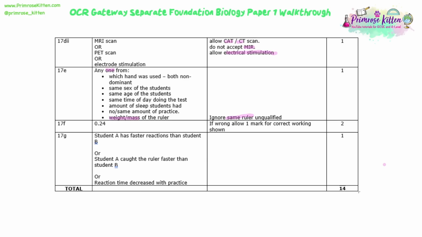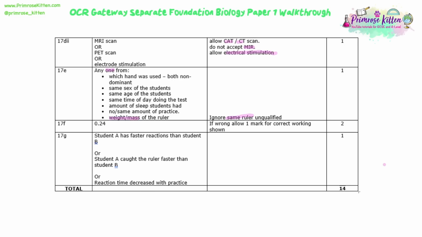The calculation is 0.24 as the answer, and you get 2 marks for getting the correct answer. If you didn't get 0.24, but you had correct working out, as I showed in the question, and for some reason you got the last bit wrong, or you wrote something wrong down from the calculator, then you can have 1 mark.